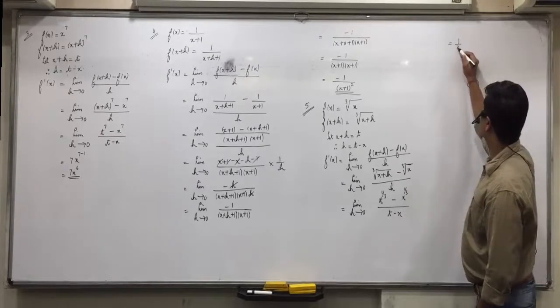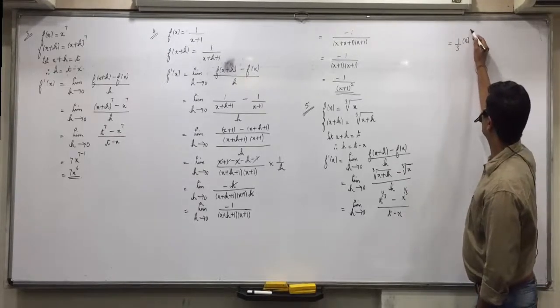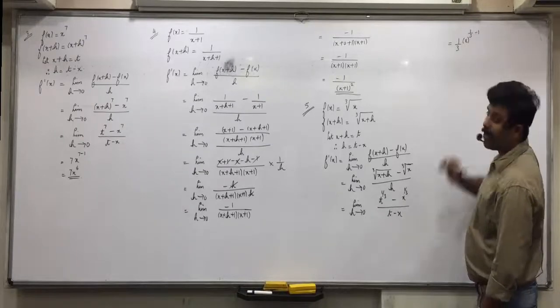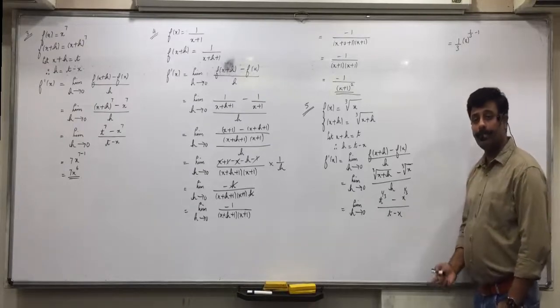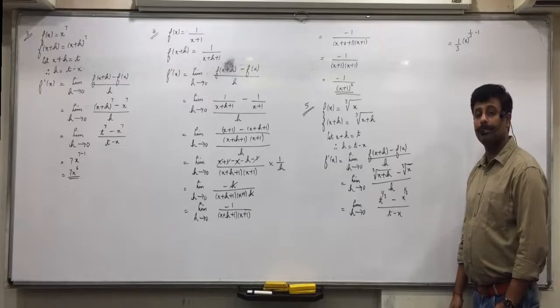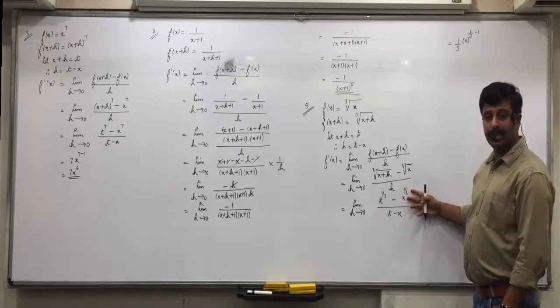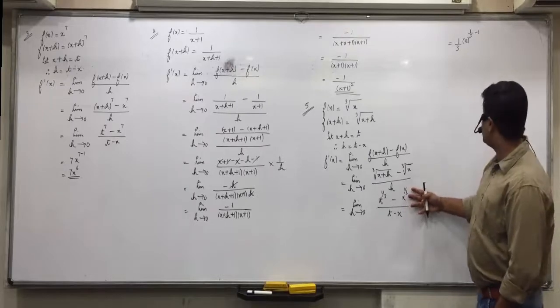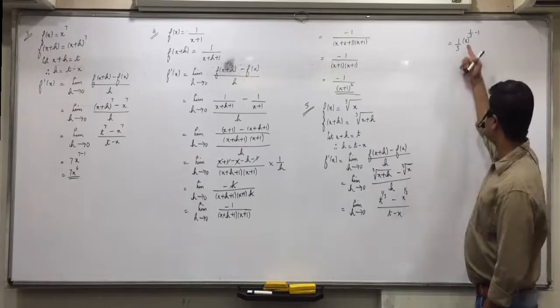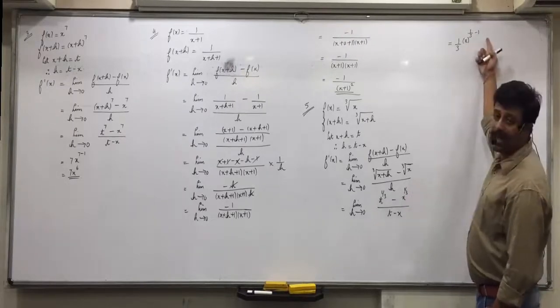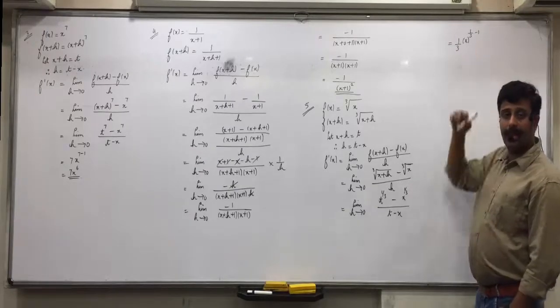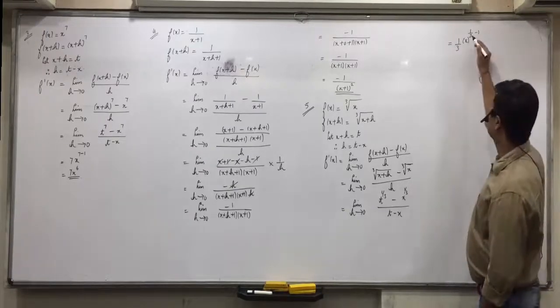1 by 3 x raised to 1 by 3 minus 2. Yes, Swara, what is the confusion? n is 1 by 3. We have done so many questions in limits like this. n is 1 by 3 into a is x raised to n is again 1 by 3 minus 1. Now, what is this 1 by 3 minus 1?